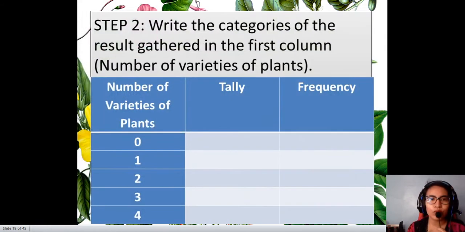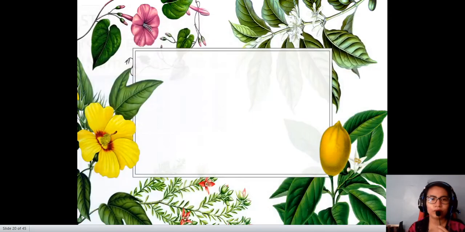For step 2, write the categories of the results gathered in the first column. So under the number of varieties of plants, we will now write the categories, and we have the numbers that I announced a while ago. So we'll write them accordingly. We have 0, 1, 2, 3, and 4. So that is for step 2.